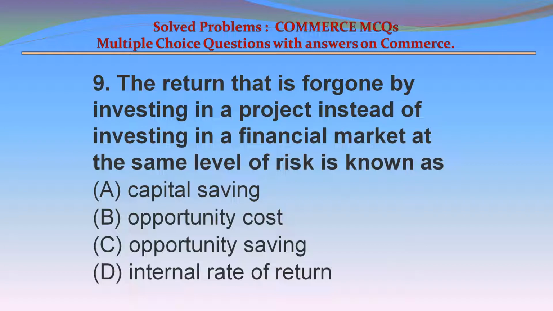9. The return that is forgone by investing in a project instead of investing in a financial market at the same level of risk is known as Option A, capital saving. Option B, opportunity cost. Option C, opportunity saving. Option D, internal rate of return. Answer B, opportunity cost.